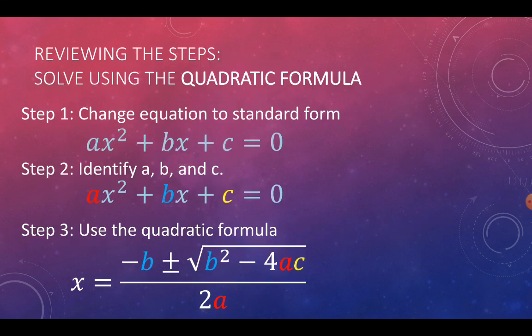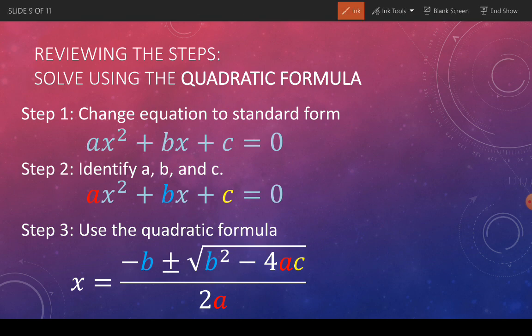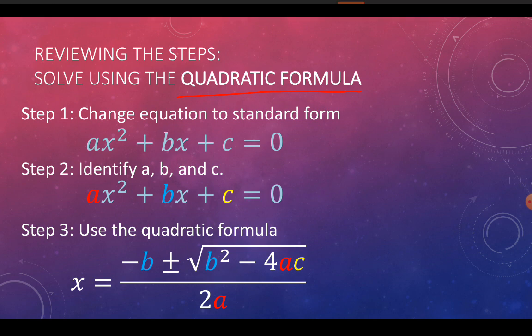Now, to solve a quadratic equation using the quadratic formula, there are also 3 steps. We want to change the equation into standard form, identify a, b, and c, and then use the quadratic formula to find those zeros or x-intercepts. If we solve using the quadratic formula or factoring, we can use both methods on a quadratic and we'll get the same answer. Let's try this out.